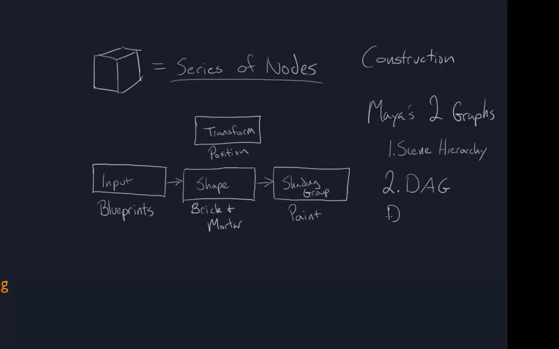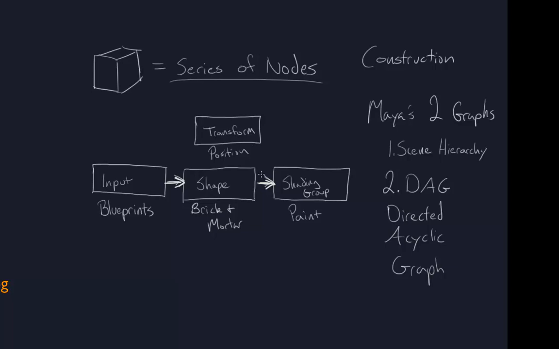The second graph is this new one we're looking at, and this is known as the DAG, or the Directed Acyclic Graph. It is directed because the flow of information generally moves only in one direction. Not two ways, but only one way.